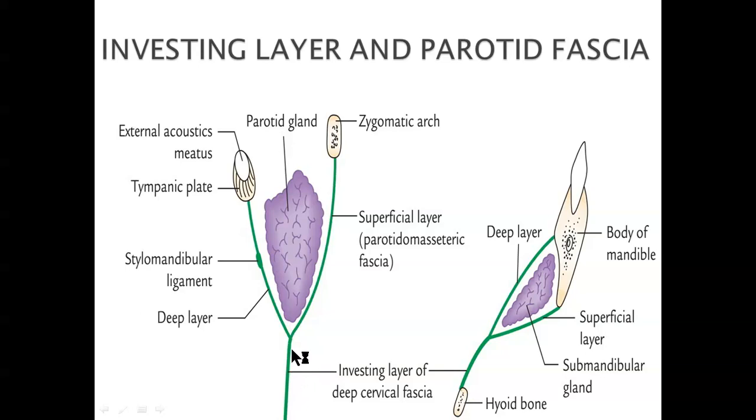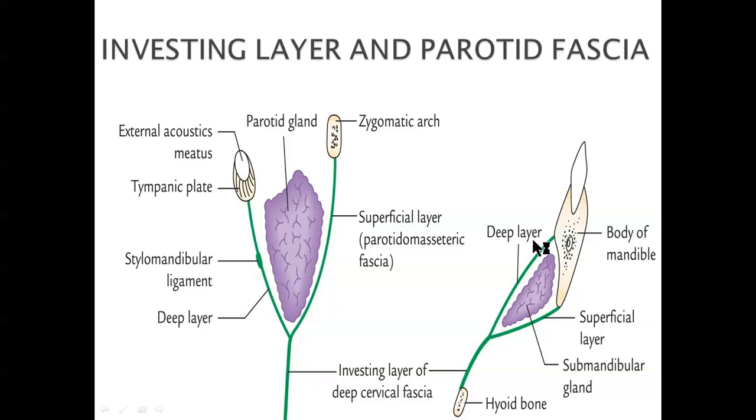Again, here we can see the investing layer. The investing layer, as we know, is a part of the deep cervical fascia. It gives a superficial layer and a deep layer, therefore enveloping your parotid gland. Here we can see a lateral view, so we can say a sagittal view. Here is your parotid gland, and the investing layer is giving two layers. The superficial layer is also known as the parotidomasseteric fascia, because it goes towards your masseter muscle, and here we have the deep layer, going towards the external acoustic meatus on that side, hence covering your parotid gland.